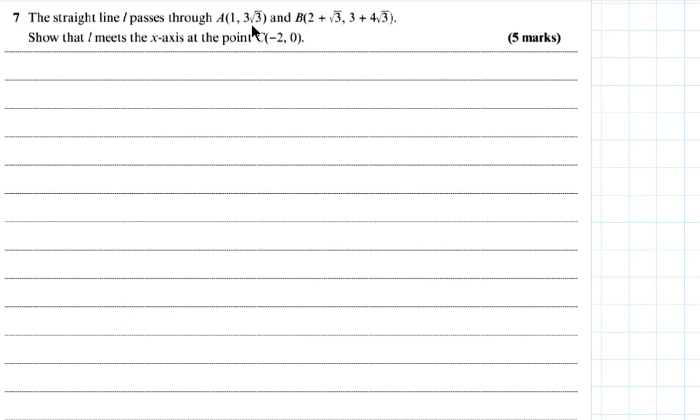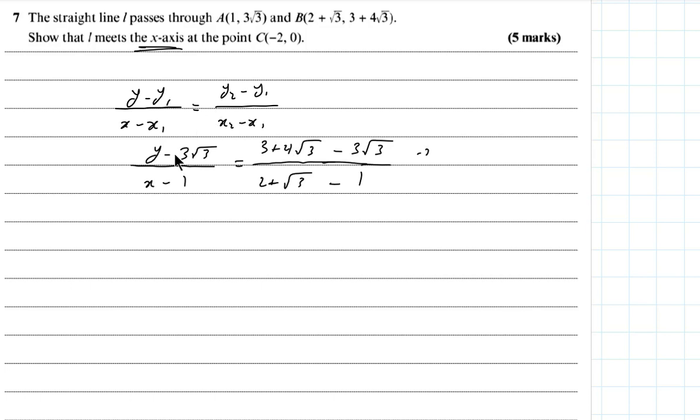Question 7. The straight line L passes through A (1, 3 root 3) and B (2 plus root 3, 3 plus 4 root 3). Show that L meets the x-axis at the point C (negative 2, 0). Very nice question. Our strategy here is to find the equation of this line L and then put y equals 0 to show that x should be negative 2.